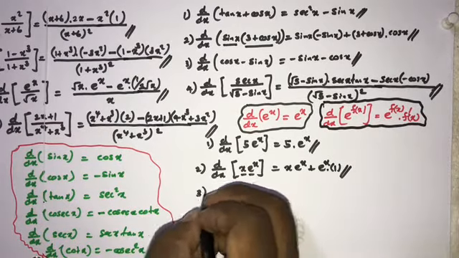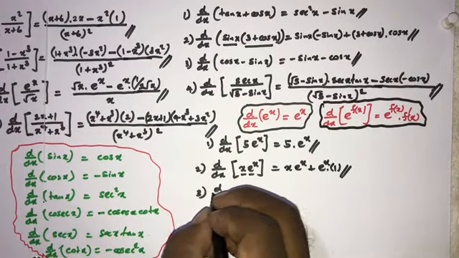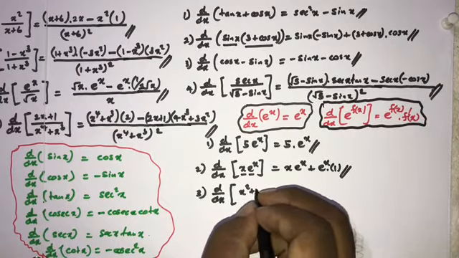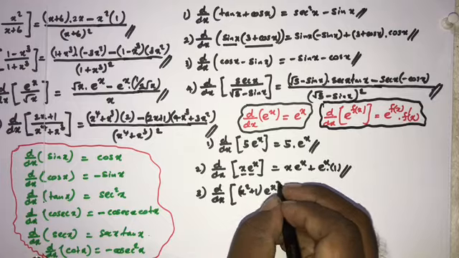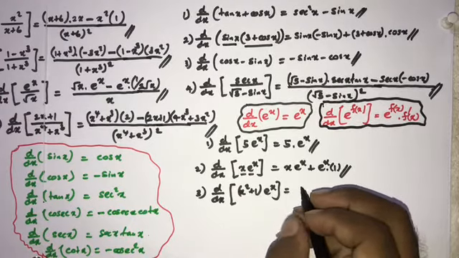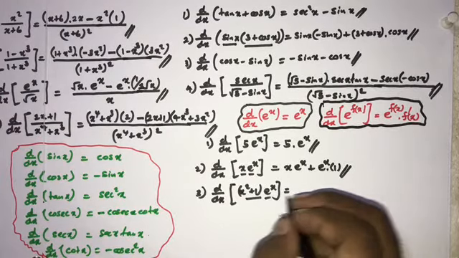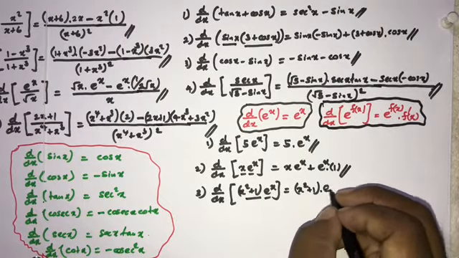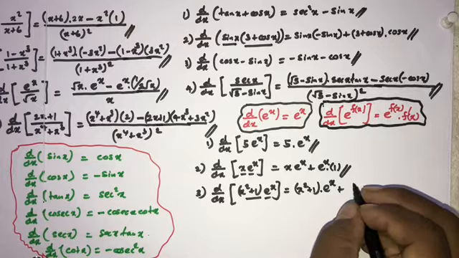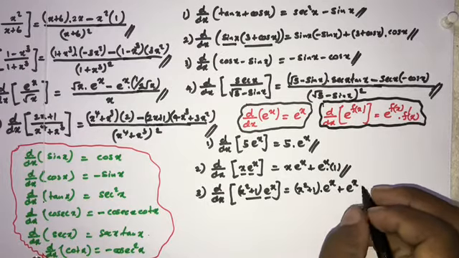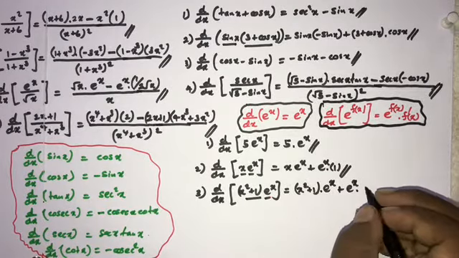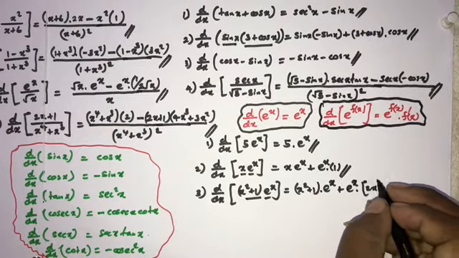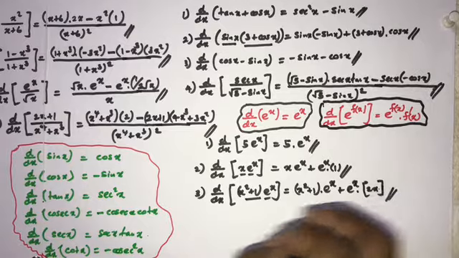Okay, then example number 3, the derivative of x squared plus 1 times e to the x. Okay, now here also we have a product of two functions, so rewrite the first function, then the derivative of the second function, we know also e to the x, plus now rewrite the second function e to the x, then the derivative of x squared plus 1, we know 2 times x, yeah, only 2 times x. Okay, this is the answer.